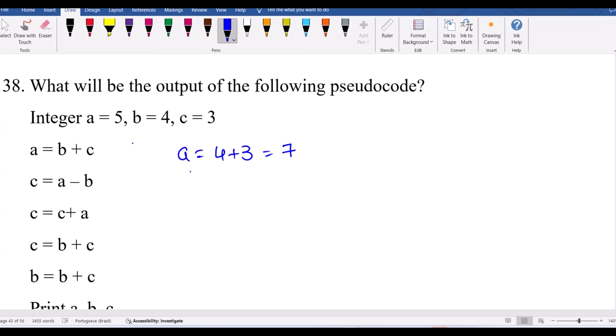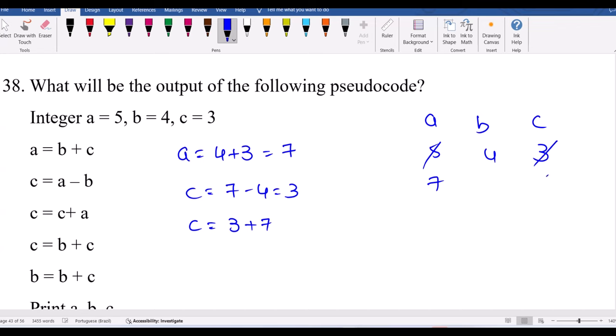Now A is updated. C will be updated as A is now 7. 7 minus 4, it will become 3. Then C itself, C plus A, A is 7, right? So I will always recommend this approach: whenever there is an update, keep changing that value. Then we can use 7 plus 3, 10. Now C is updated to 10.